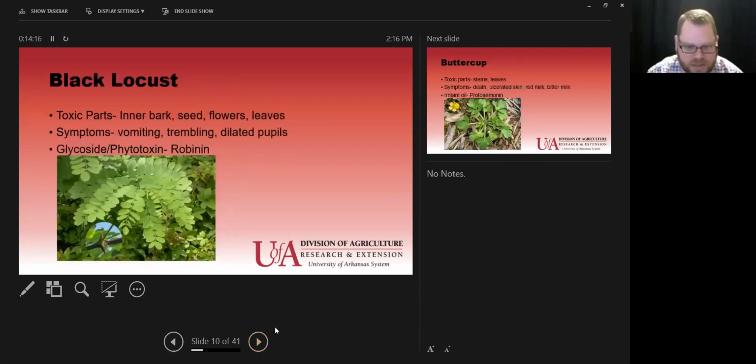Black locust is a tree that we have here, especially in southwest Arkansas, that causes some problems. With black locust, we also have the spines or thorns on this tree that can cause some problems, though that's not the toxic part I have listed. Toxic parts include the inner bark, the seed, the flowers, and the leaves. We have listed our symptoms of vomiting, trembling, and dilated pupils. The toxin is actually robinin, which is a phytotoxin.